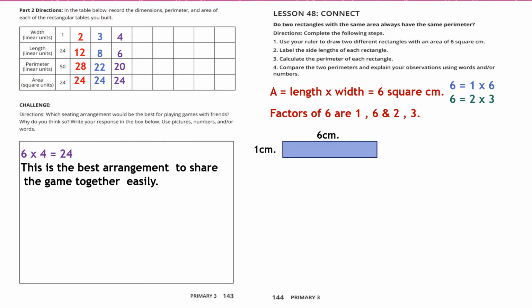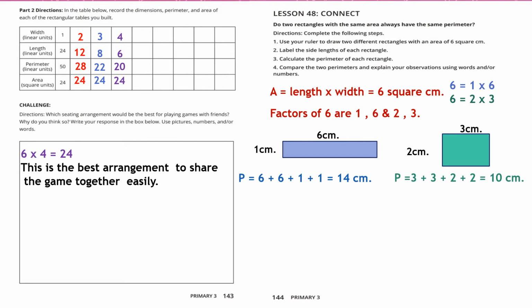So if we draw this rectangle 1 and 6, and this rectangle 2 and 3, do we have the same perimeter here? We have the same area, but do we have the same perimeter? Let's start to add them. In this rectangle, 6 plus 6 plus 1 plus 1 equals 14. And in this rectangle, 3 plus 3 plus 2 plus 2 equals 10 centimeters. So we don't have the same perimeter.